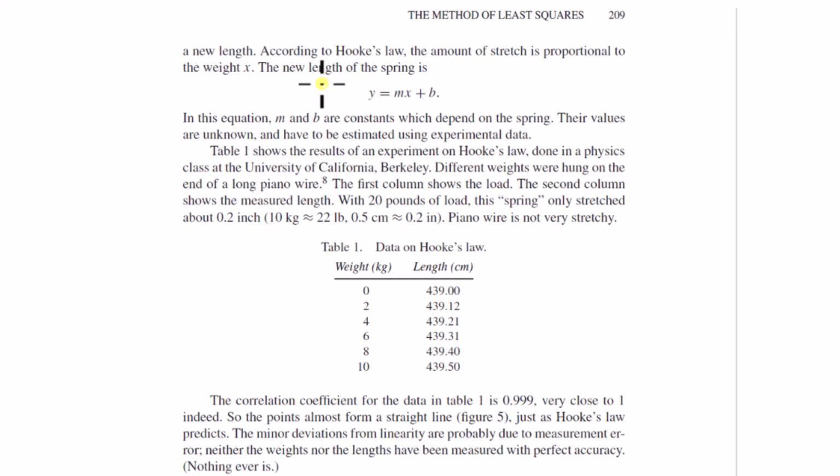0.9, 0.85, right? Okay, so according to Hooke's law, the amount of stretch is proportional to the weight. The new length of the spring is this linear equation here. In this equation, M and B are constants which depend on the spring. Their values are unknown and have to be estimated using experimental data. So if there's no deflection in the spring, you still have the unstretched spring length given by B. And then the spring constant is M. It's how stiff the spring is.